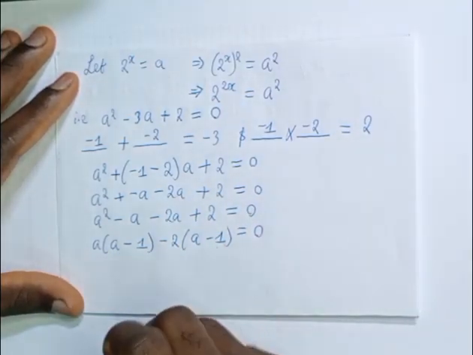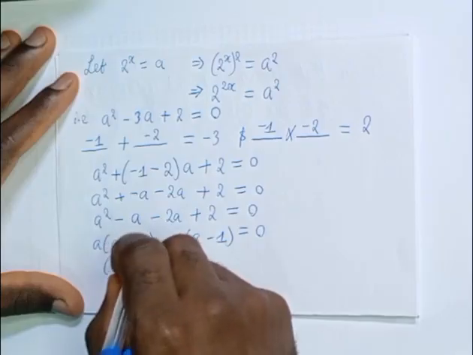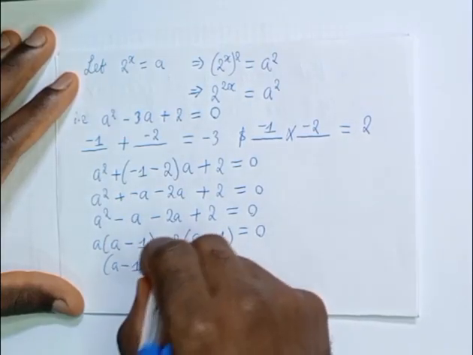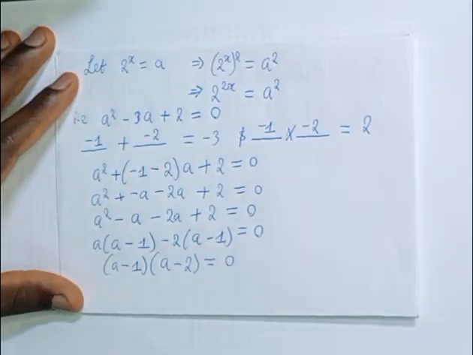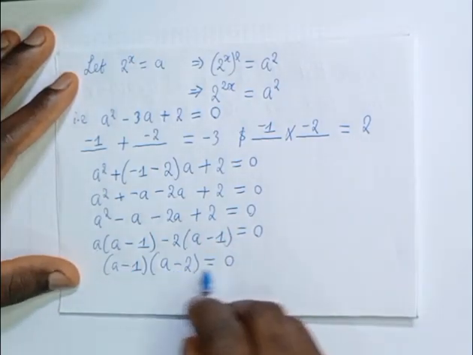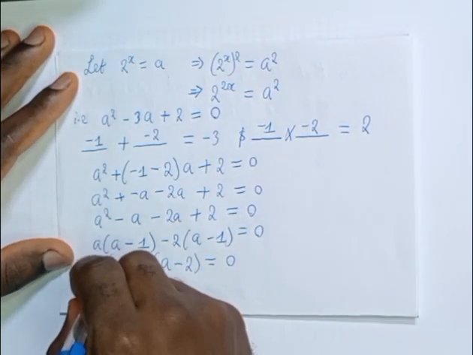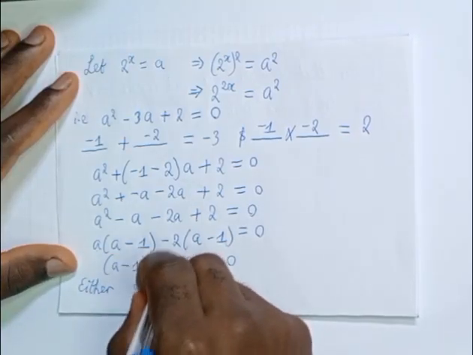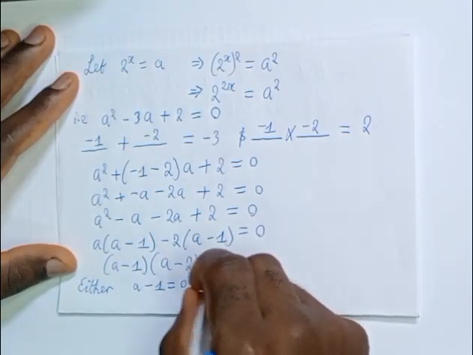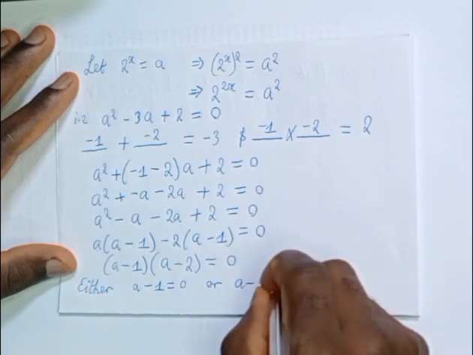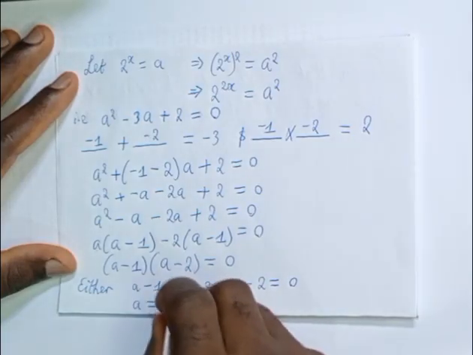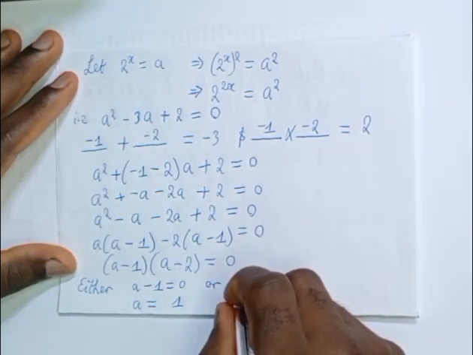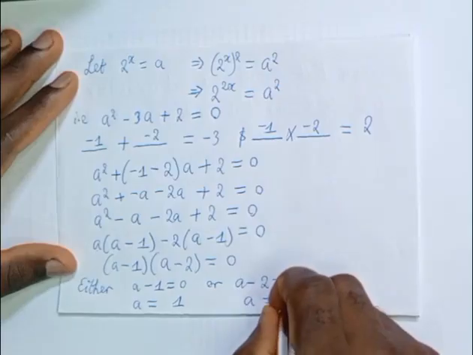We have two terms. The two terms we have, e minus 1 is common, times e minus 2. We equate this to 0. For this product to be equal to 0, either e minus 1 is equal to 0 or e minus 2 is equal to 0. Solving for e in the two linear equations, for the first one, e will simply be equal to 1. For the second, e will be equal to 2.